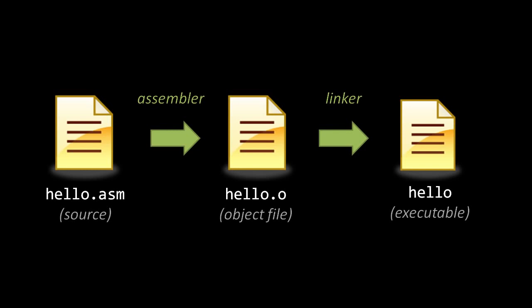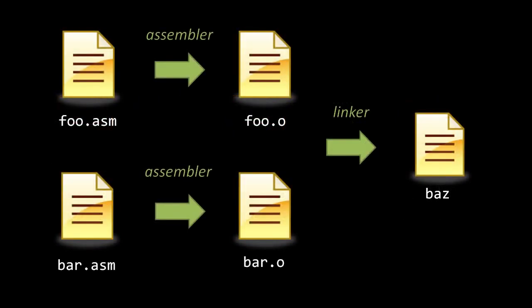called an object file. To produce an actual executable file, we run the object file through another program called a linker. The reason for this extra step is that, in practice, we usually write the code of a program in multiple source files, files which we may wish to assemble independently. For example, if I've written my code in two files, foo.asm and bar.asm, and I want to produce one single executable file, here called baz, I first run each source file through the assembler independently, producing an object file for each, and then those two object files are run together through the linker, producing the executable.